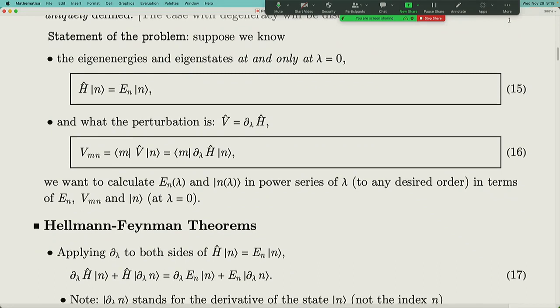Okay, so this is the information we know. We know what E_n is, we know what V_mn is, and we also know all these basis states. Suppose we know these three pieces of information, now the goal is very specific. Using this information that we know at lambda equals 0, try to infer what the new energy eigenvalues should be at a small lambda in perturbation theory, expanded in a power series of lambda. Try to infer what the corrections of the states are and how the states should be combined using these basis states in terms of lambda, okay? Is that clear? That's the problem setup.